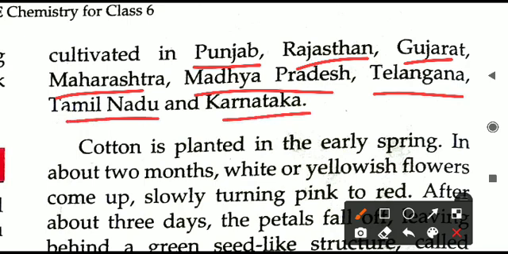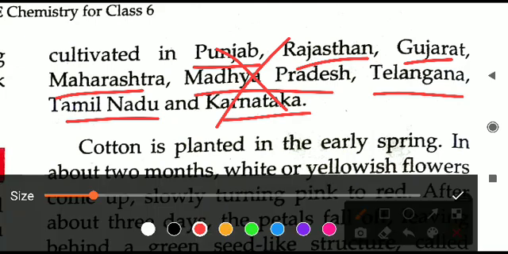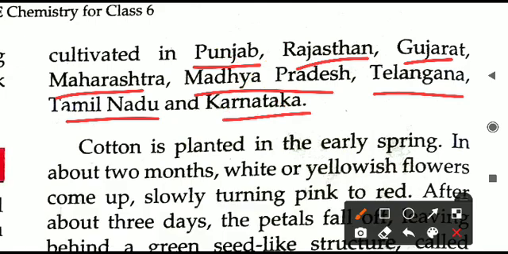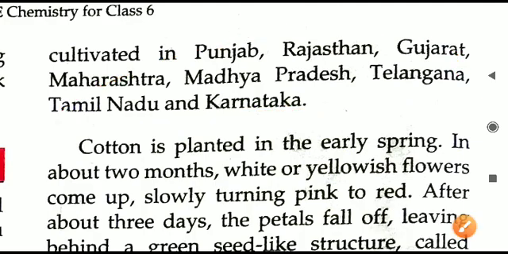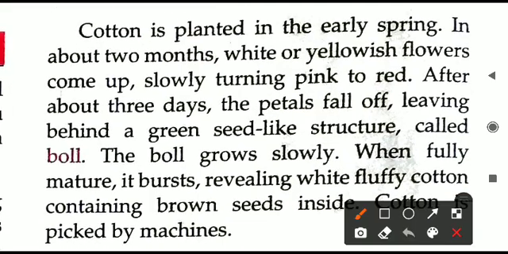For your chemistry exam, this will not be required, but for your information, for your knowledge, you can read this. So these are the states where cotton is produced. This is actually more relevant in geography. They can ask all these states there, not for chemistry. Okay, let us continue reading now how cotton is grown or cultivated.